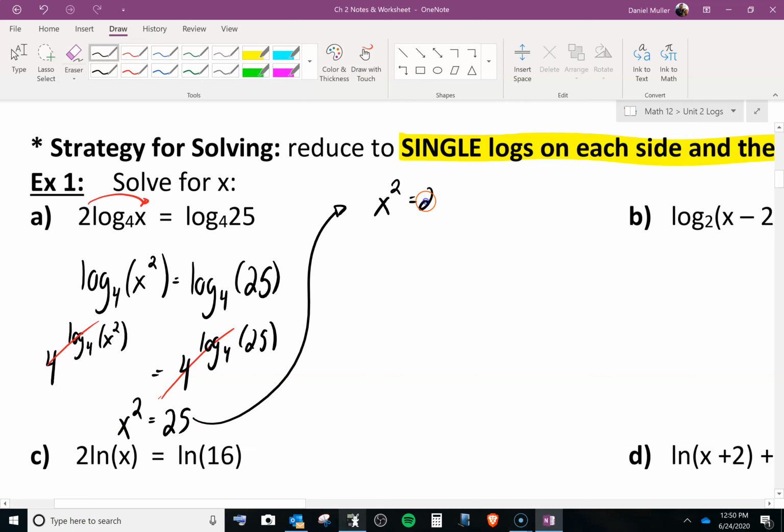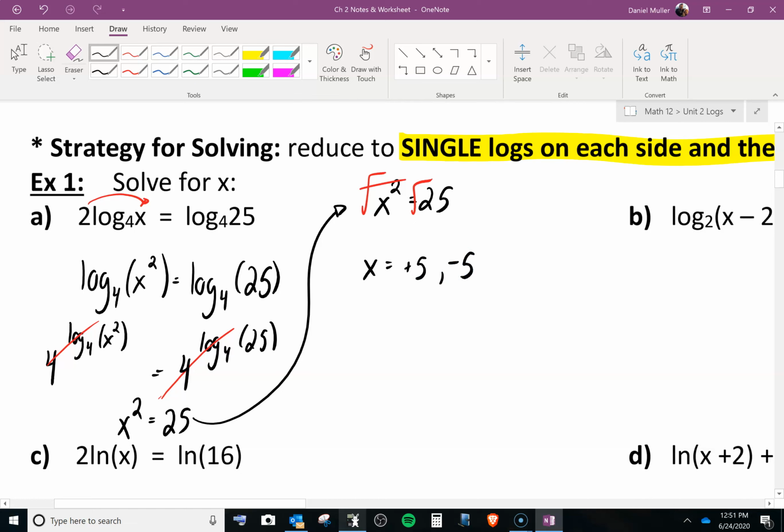Now I'm going to bring that up here and continue working on that. x squared equals 25. Now you can get the x alone, so you can square root both sides. So x is equal to square root 25 is 5, but there's a plus and a minus. So really you're left with a positive 5 and a negative 5. Those are our two answers.